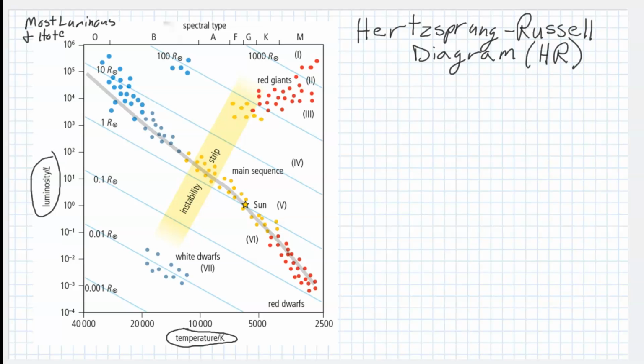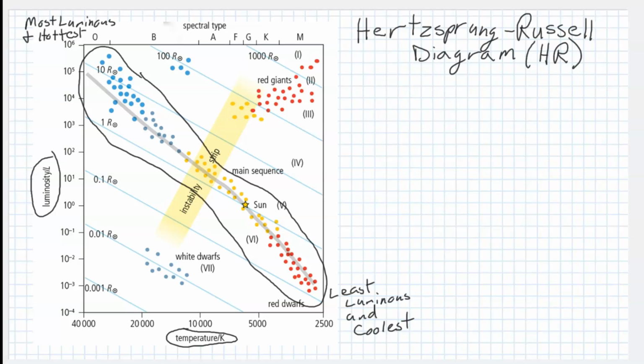So with the way this diagram's set up, the hottest, most luminous objects, or stars, are in the upper left-hand corner of the HR diagram, and the least luminous and the coolest end up in the lower right-hand corner of our HR diagram. Notice that the majority of the stars plotted on the HR diagram fall in this line from the upper left-hand corner to the lower right-hand corner. We call the stars on this line main sequence stars.